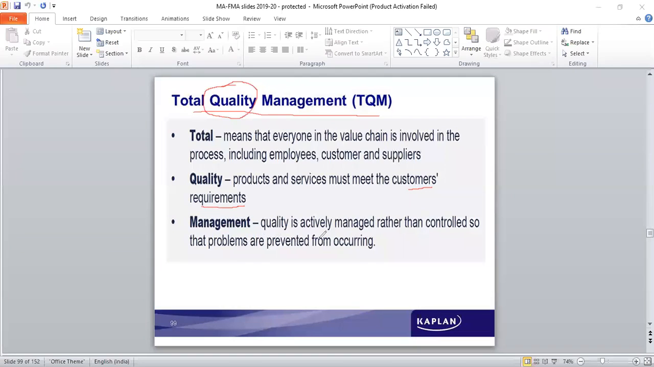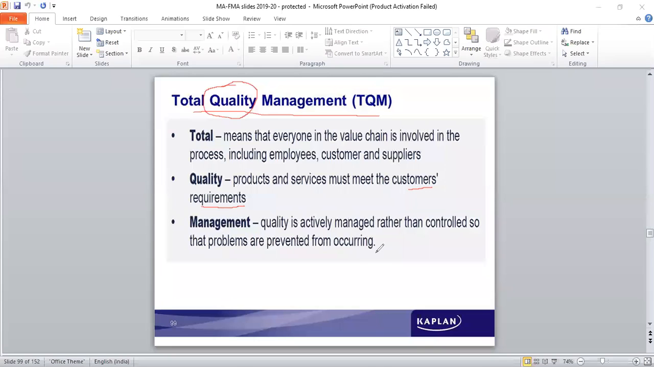Okay, then management quality is actively managed rather than controlled so that problems are prevented from occurring. So it is a continuous effort, constantly, actively managed. So that effort is put in so that they can meet the customer's requirement. There will be no excuse not to meet the customer's requirement. So there would be absolutely no compromise in terms of the quality which is provided to the customer. That's the concept of what is TQM.